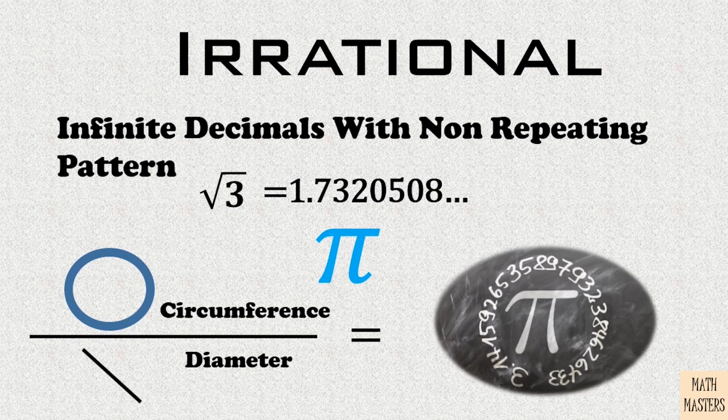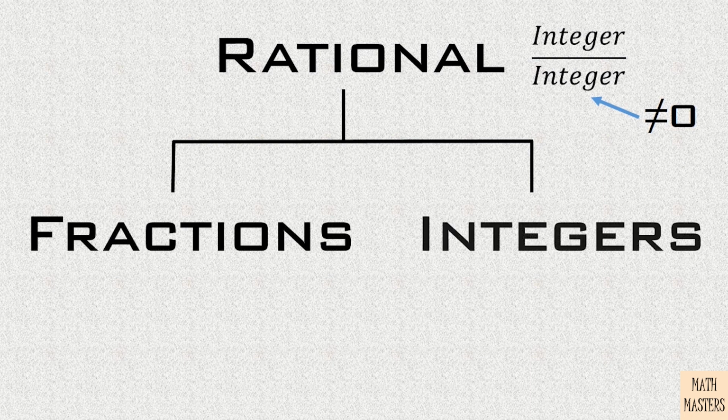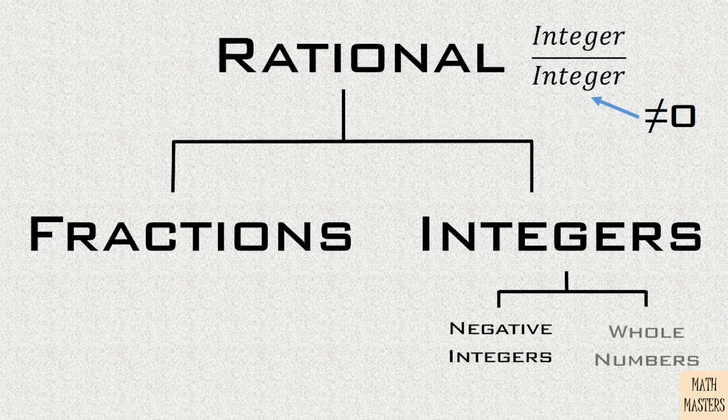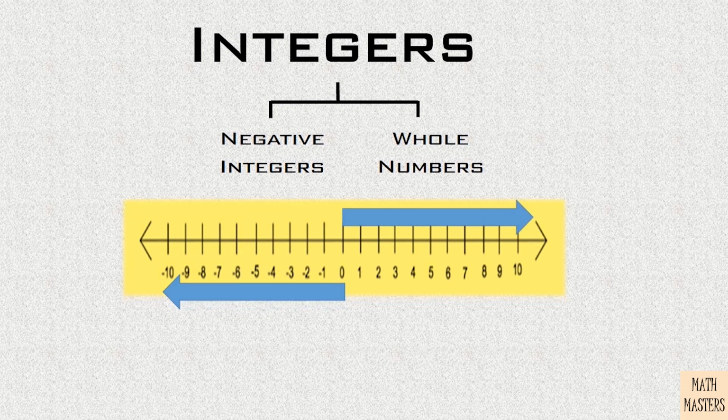Coming back to rational numbers, we can subdivide them into fractions and integers. Again, the integers can be divided into two sets as negative integers and whole numbers. Integers to the left of 0 are negative integers. Integers to the right of 0, including 0, are taken as whole numbers.